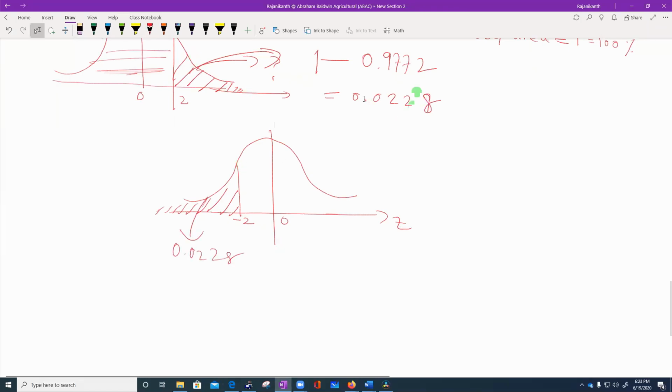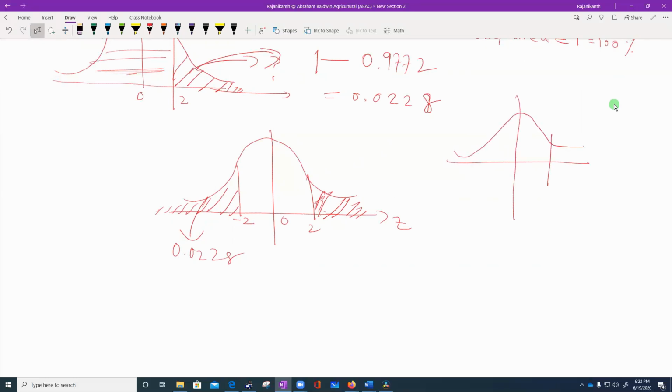We got the same answer earlier, right? Why is it? Because of the symmetry. Whatever area you have left of -2 should be the same as the area right of +2, because of the symmetry of this curve. You understand what I mean? This is the smart thinking, the way I am explaining to you.